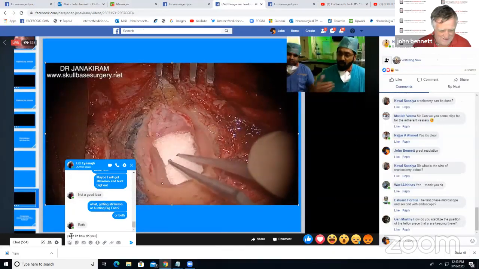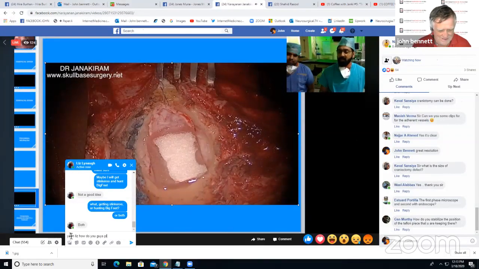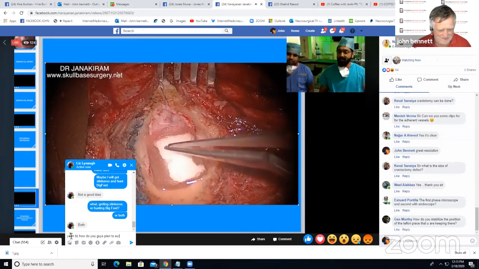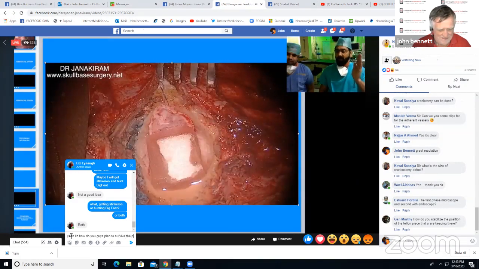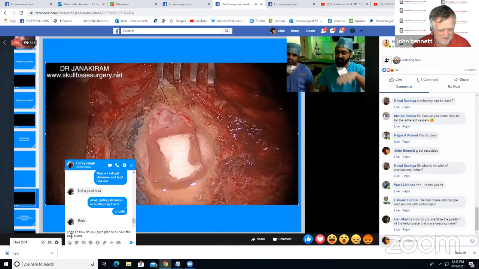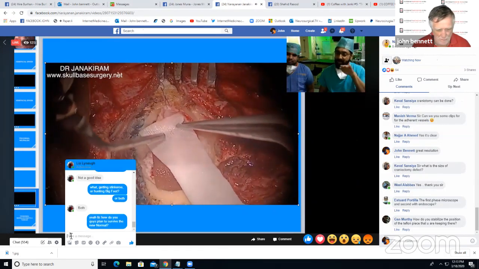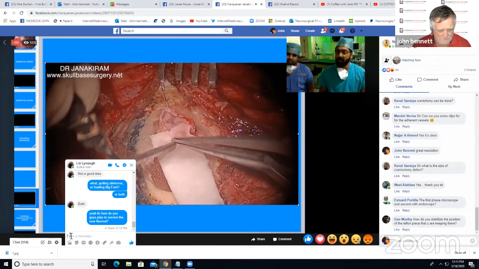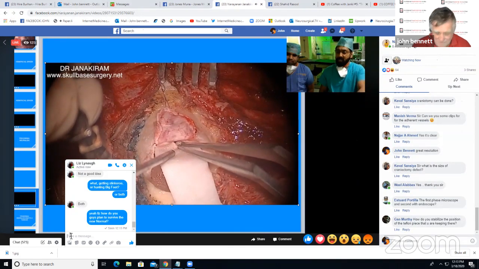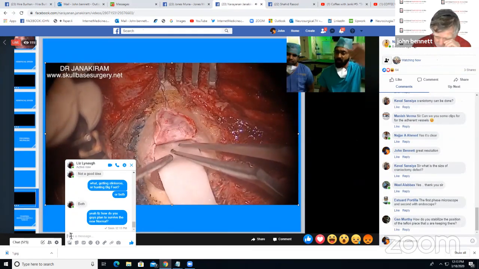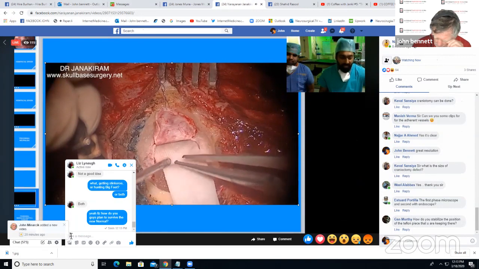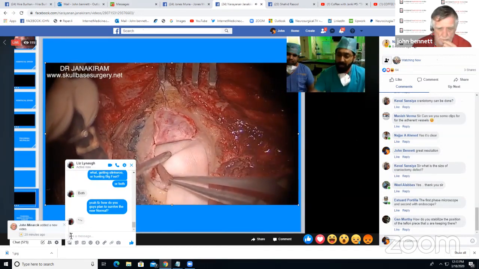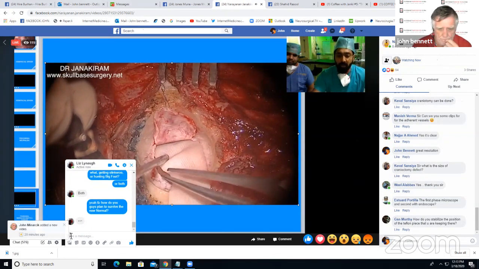So we are just modifying our technique every day. Previously we started with the craniectomy, now we are doing a craniotomy. Then we started using silastic sheets. Nowadays we are using silastic sheets instead of the lints. And we apply pressure more towards the petrous bone rather than towards the cerebellum. That's very important. These small points are going to be very, very important.